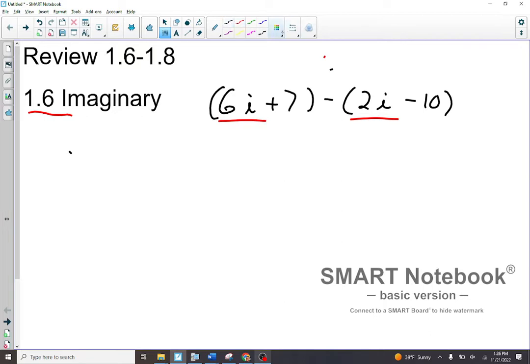So 6i minus 2i will be 4i. And then 7 minus negative 10, that's a double negative, so plus 17. So first one, super easy, combine like terms.